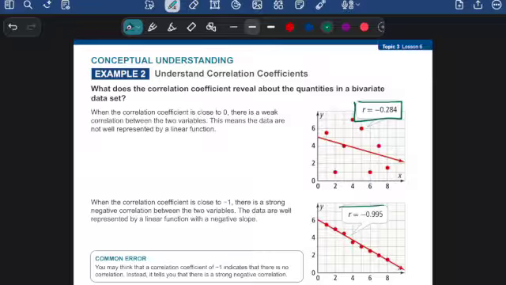And again, here's a good correlation coefficient for a negative relationship. Okay, we have that negative slope. As x increases, y decreases. We can have a negative association. This is 99.5% of a match for that negative association.